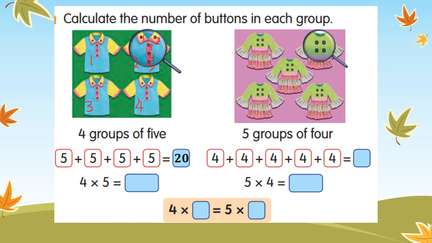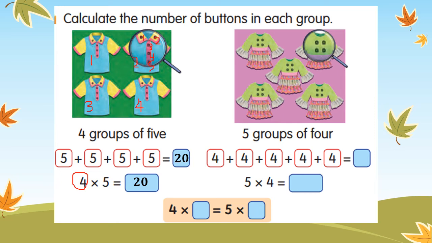Okay. What about the multiplication sentence? Hasil darabnya adalah 4 times 5 is equal to 20. Okay, kenapa mula daripada 4? Yes, because the number of groups is 4, ya. Kumpulannya adalah 4, jadi kena start dengan 4 dulu, ya. Okay, next picture.